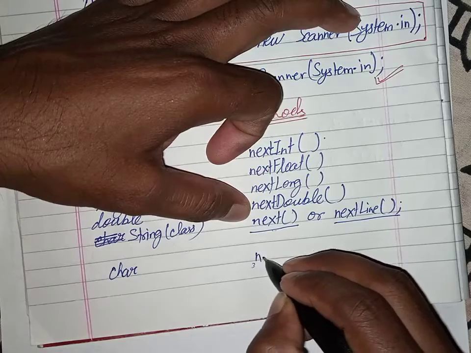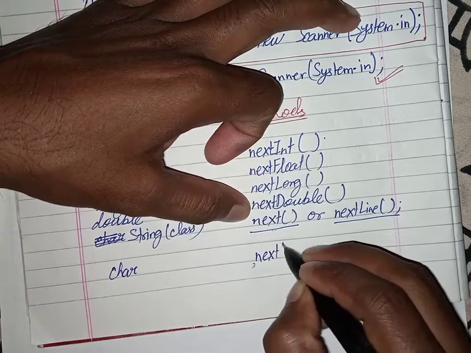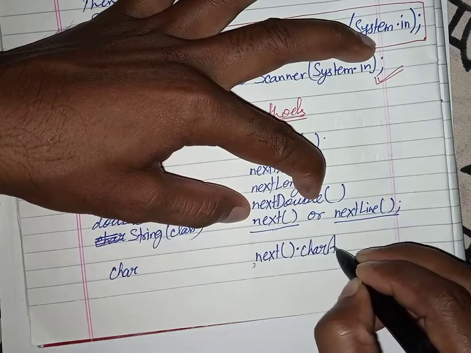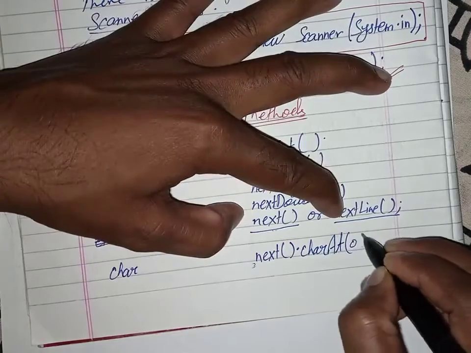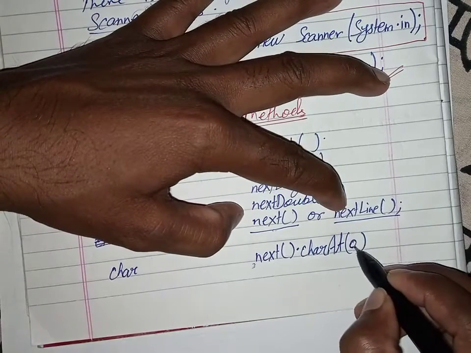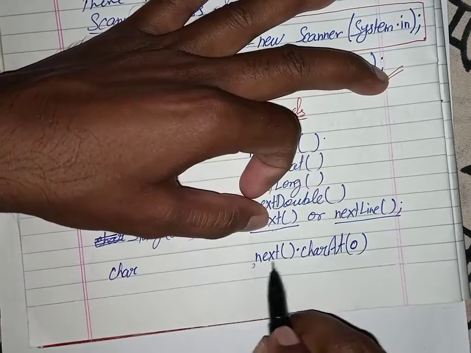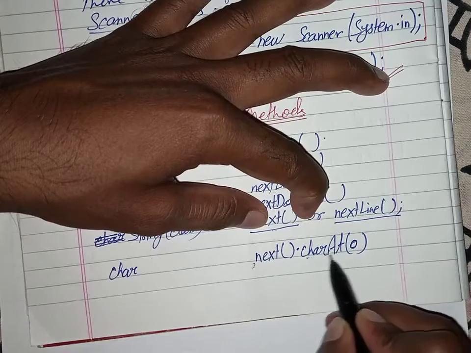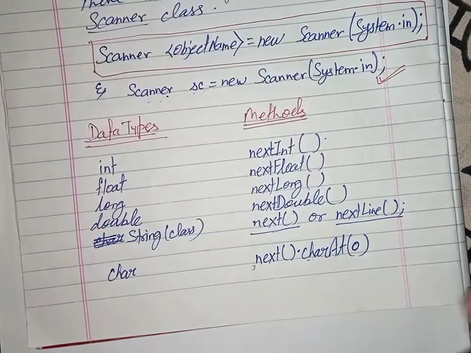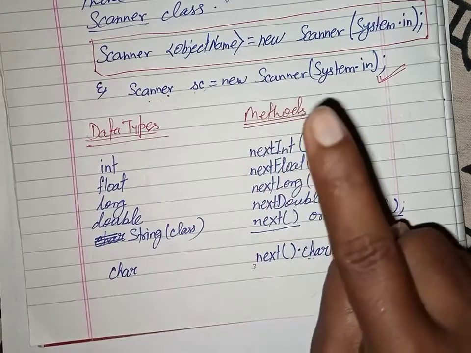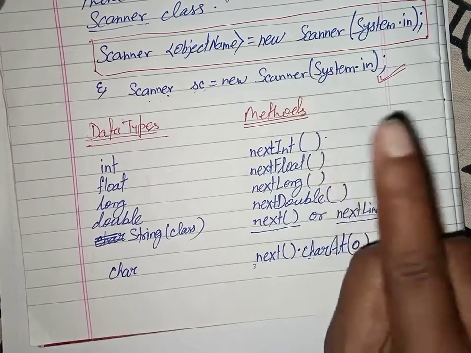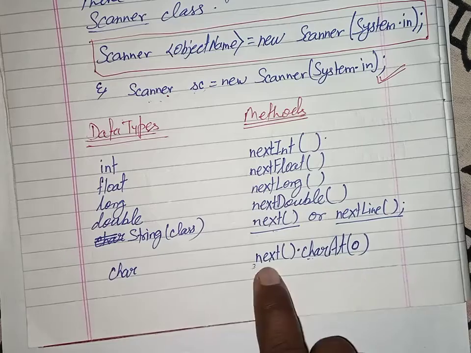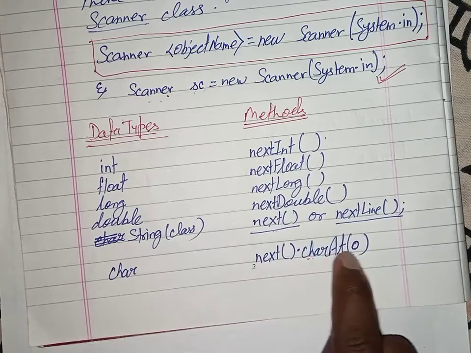If you want to input a character, then you have to write next dot char at 0. This is 0. Okay, next dot char, char, small letter a capital T, char at 0. Suppose you want to take a single letter, that is a character. So if you want to input a character, then you can use this method, next dot char at 0.